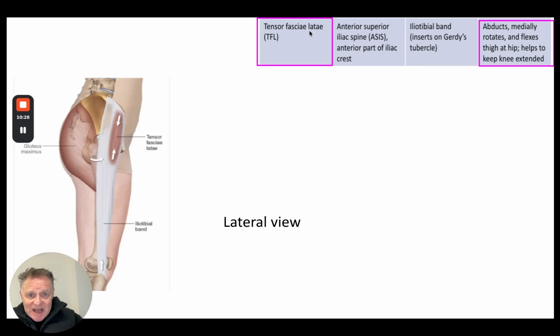Tensor fascia lata is a muscle that starts from the ASIS, the anterior superior iliac spine, and runs down into the ITB, the iliotibial band. As a result, when it contracts, the iliotibial band, when it's contracted, results in the abduction of the hip. Medially rotates, so internally rotates the hip, and flexes the thigh, the hip, and also helps to extend the knee.